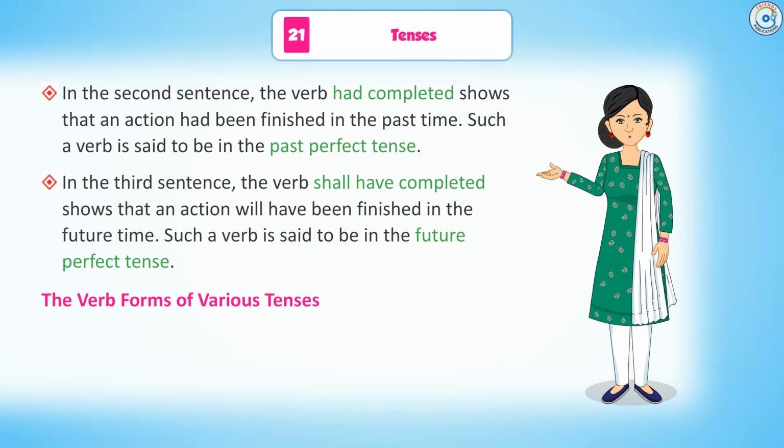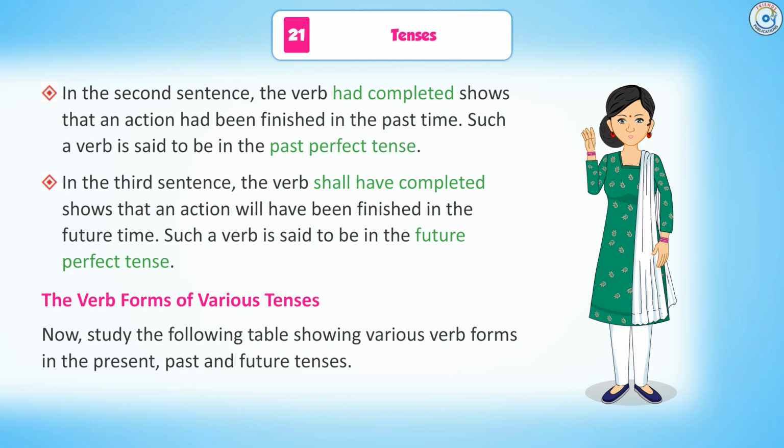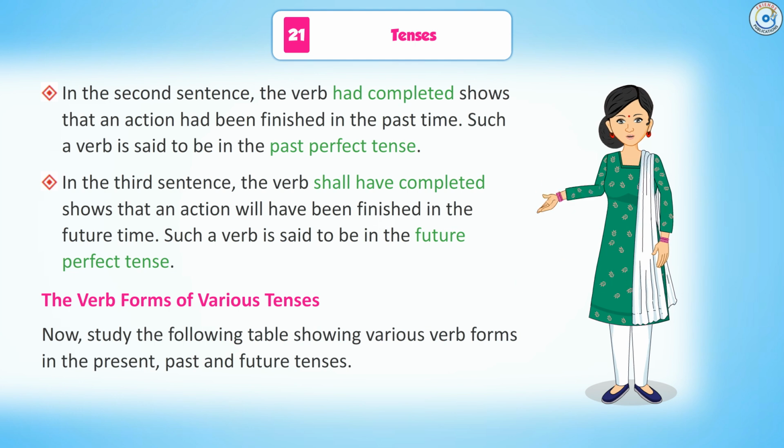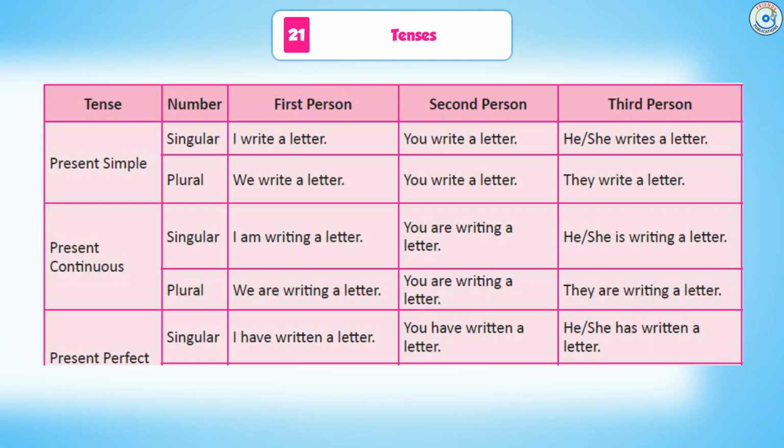The verb forms of various tenses. Now, study the following table showing various verb forms in the present, past, and future tenses. Present simple. Singular: first person, I write a letter; second person, you write a letter; third person, he or she writes a letter. Plural: first person, we write a letter; second person, you write a letter; third person, they write a letter.